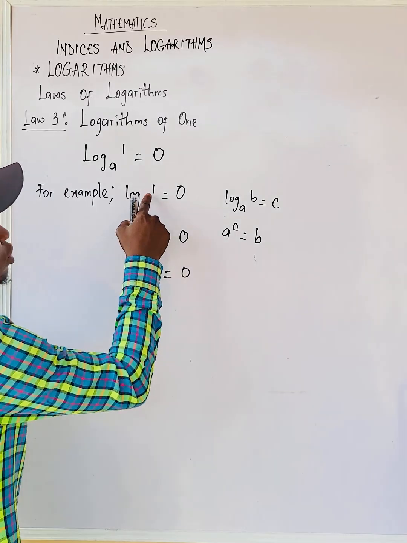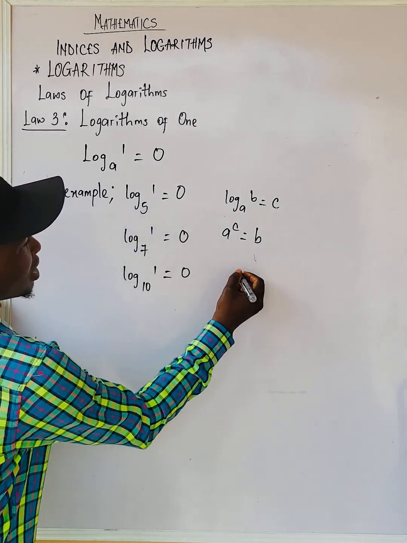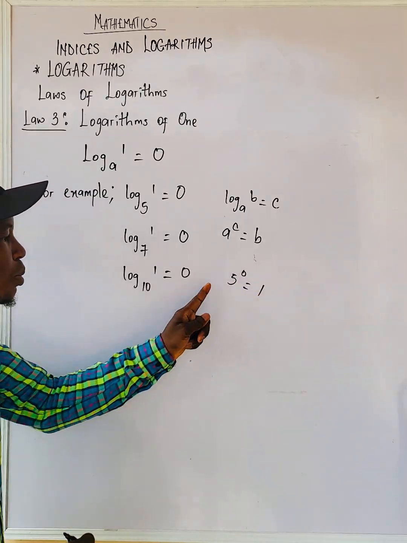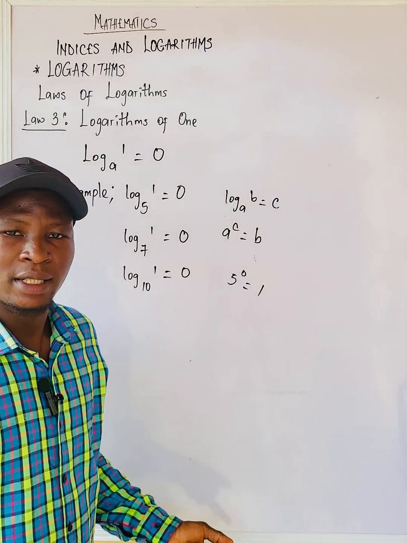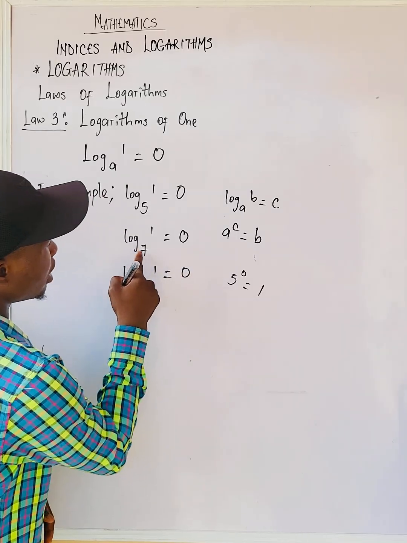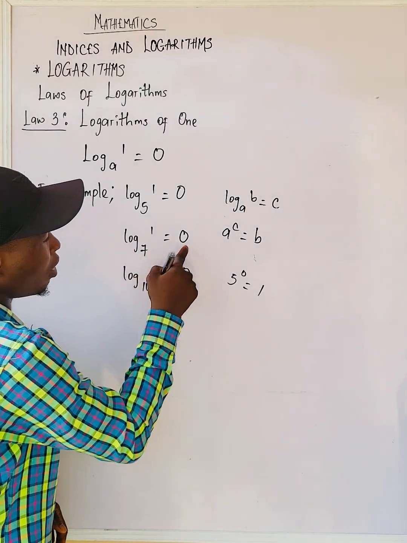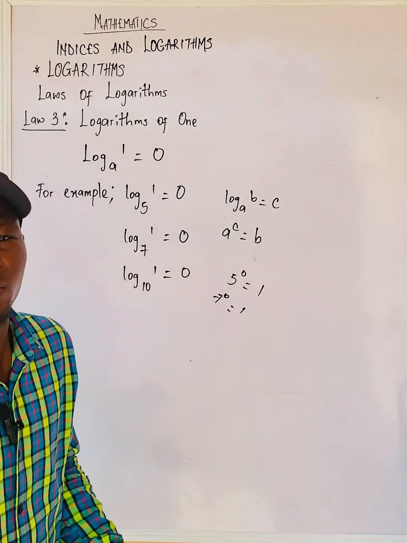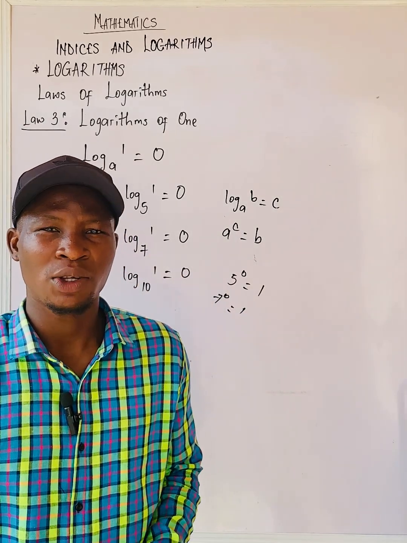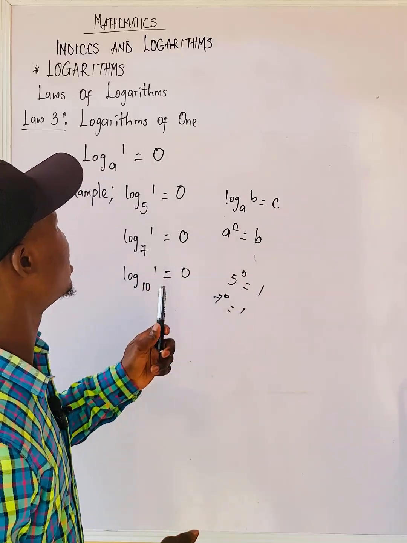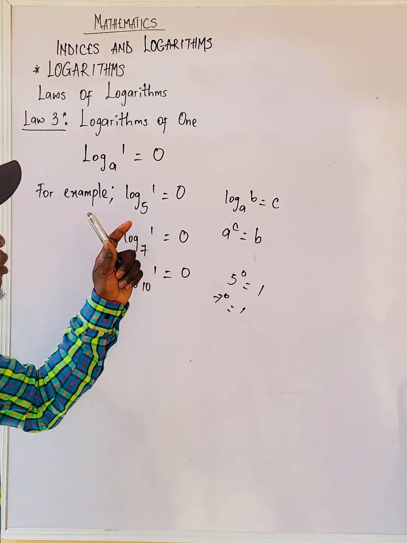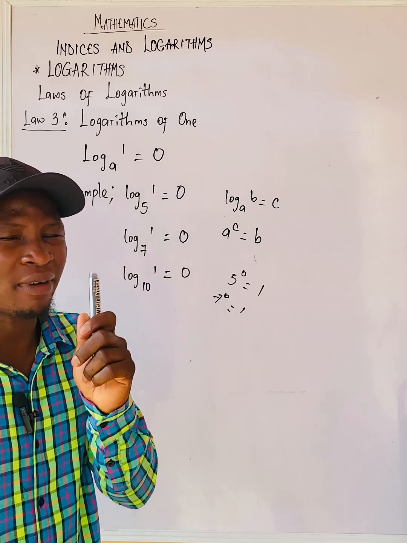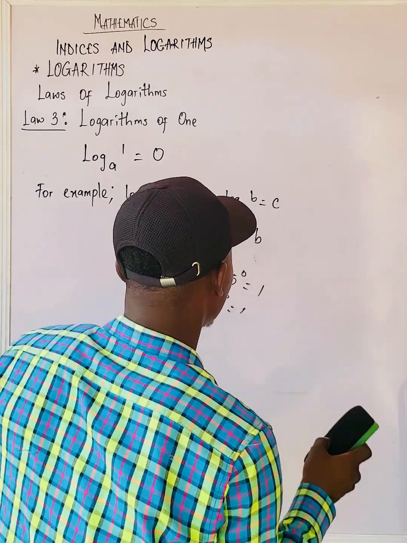Now, if you have log 5 to the power of 1 equals 0, that means 5 to the power of 0 will be equal to 1, and anything raised to the power of 0 is 1. Log 7 to the power of 1 equals 0, that will be 7 to the power of 0 equals 1. Are you clear with this now? So when you see questions like this, don't stress yourself solving anything. If 1 is the number of a logarithm of any base, the result is 0.